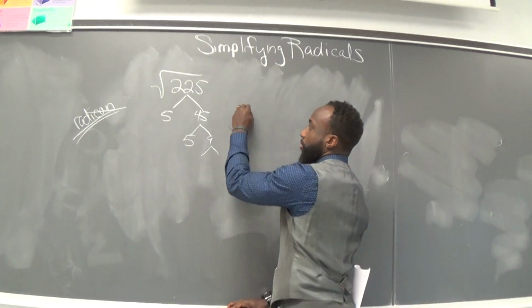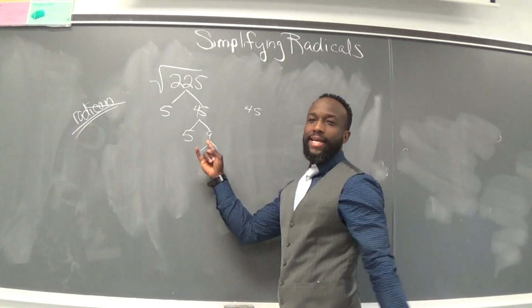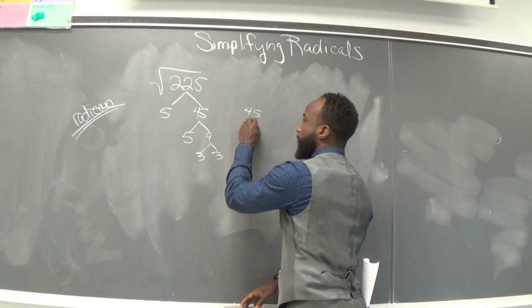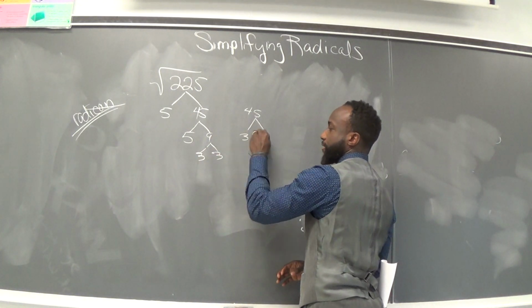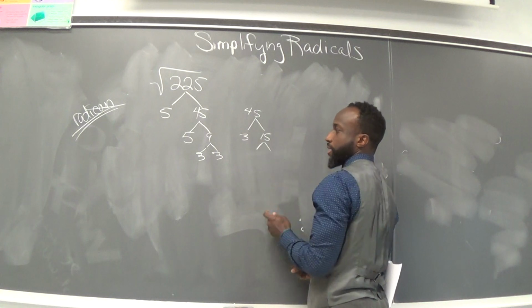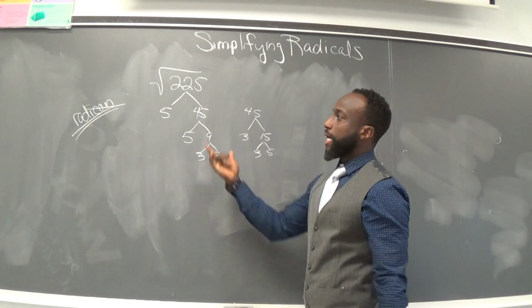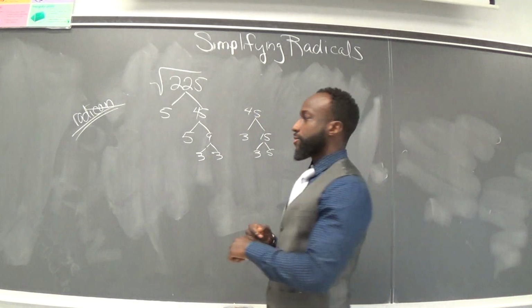Let's look at it. So, let's finish this one. 9 is going to be what? 3 and 3, right? Now 45. Let's do it again. You say 3 and 15, yeah, and that's going to be what? 5 and 5. Right?